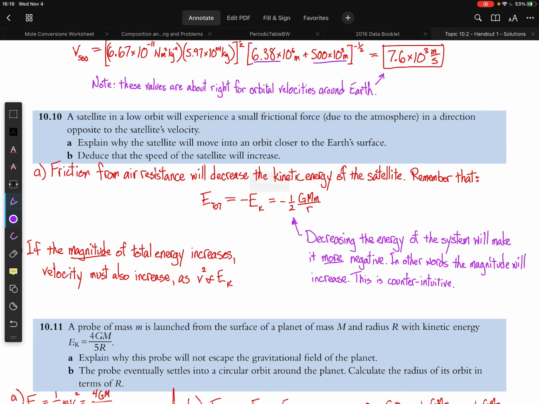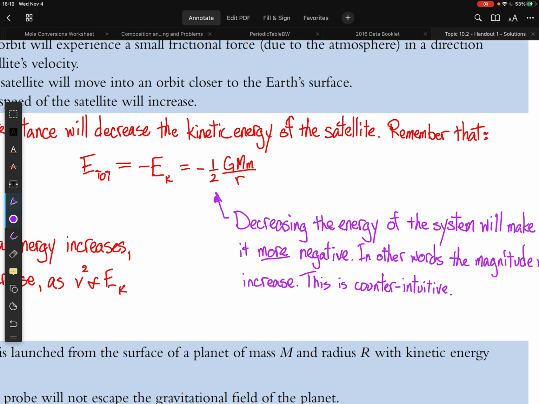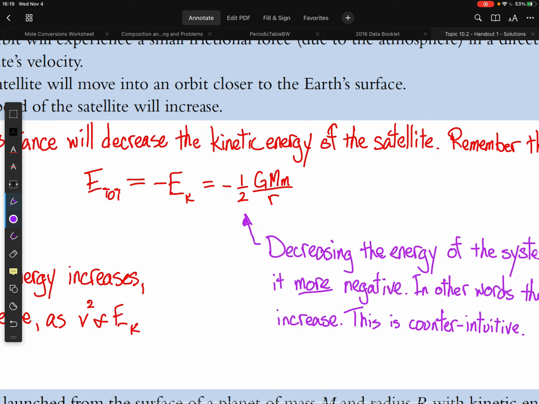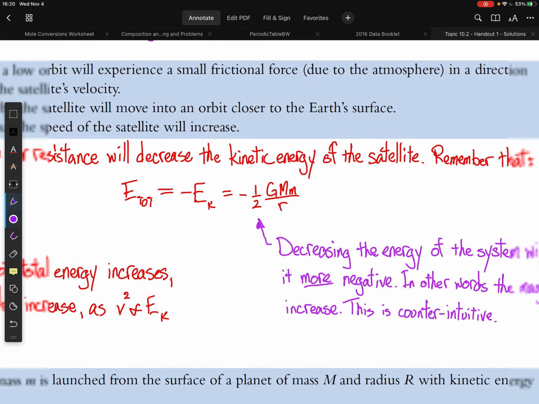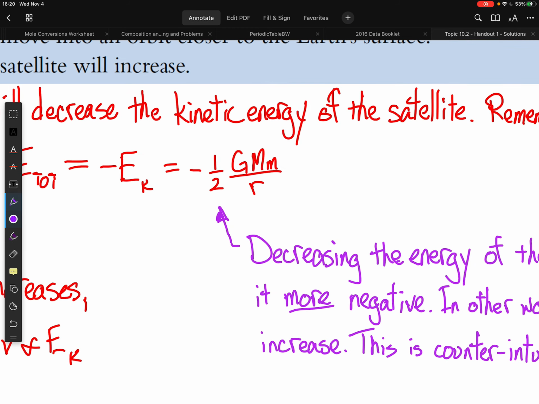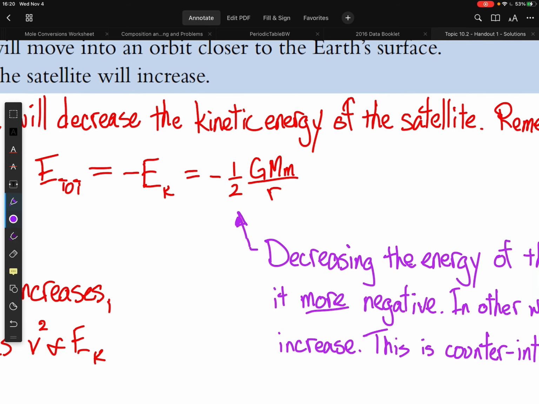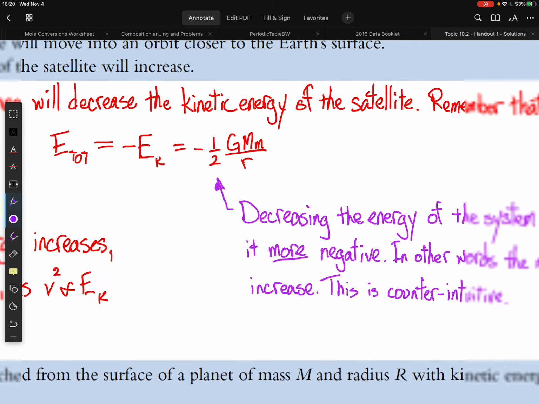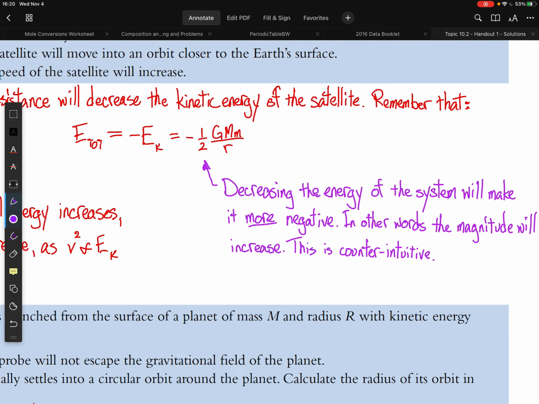Okay, for part A, we know that friction from air resistance is going to decrease the kinetic energy of the satellite. Okay, so when that happens, our total energy is equal to negative kinetic energy. And here's the weird part. This is kind of unintuitive. So if we decrease the kinetic energy, then we're making this value more negative. So what that means is we're increasing the magnitude of total energy, which is bizarre.